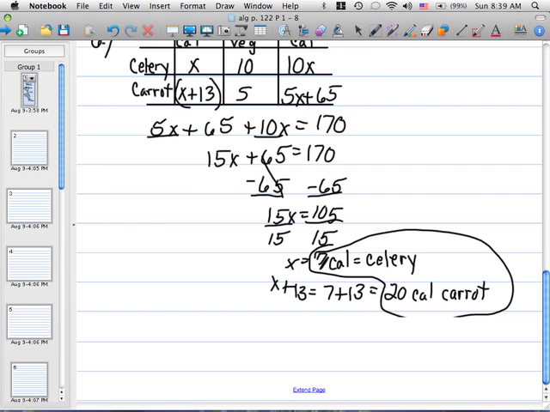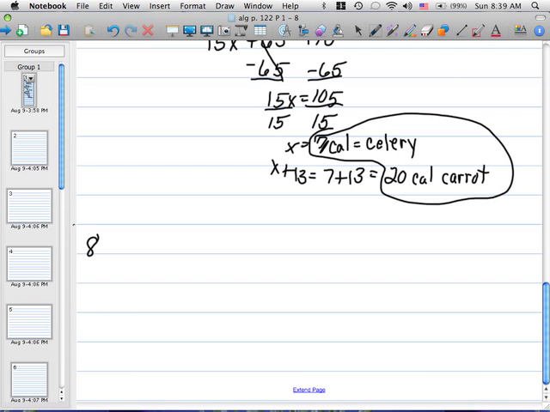And problem number 8 says the length of a rectangle is twice its width. A second rectangle, which is 8 centimeters longer and 3 centimeters narrower than the first rectangle, has a perimeter of 154. Make a sketch of the rectangles expressing all dimensions in terms of w. Find the dimensions of each rectangle.